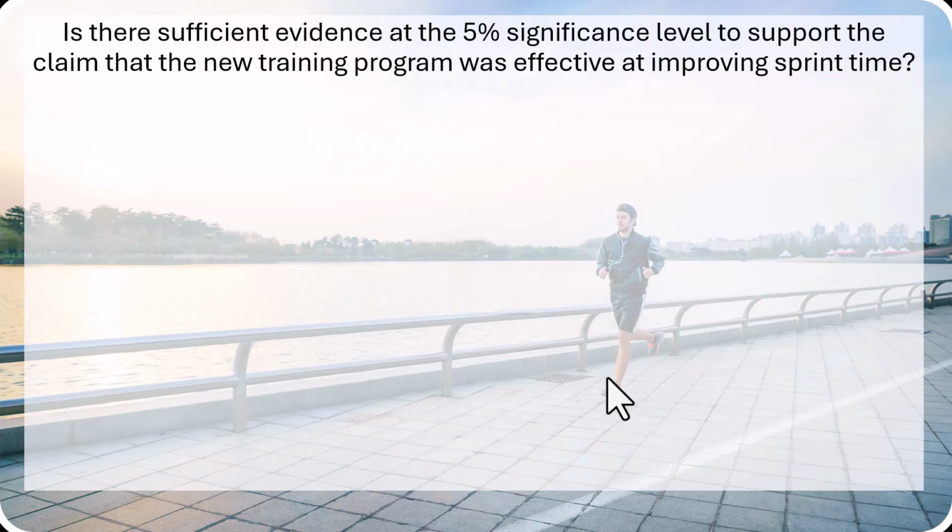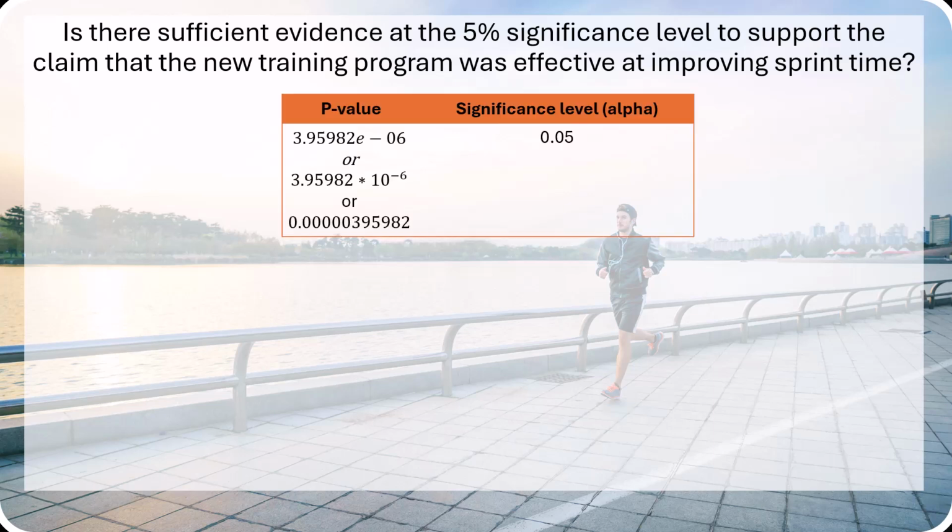So, is there sufficient evidence that the process has decreased to support the claim that the new training program is effective at improving sprint time? Well, here's our p-value, and this might look strange or unfamiliar to you, because it's 3.15982 to the negative 6. So this is actually something that's called scientific notation.